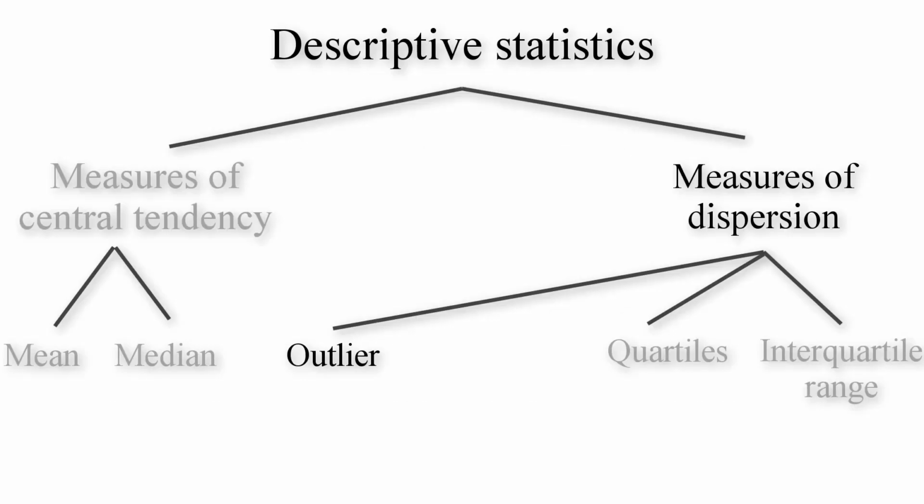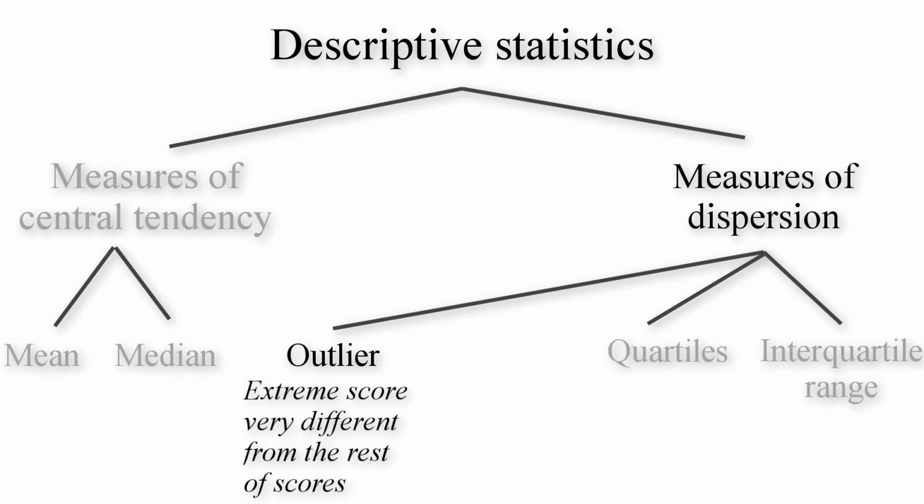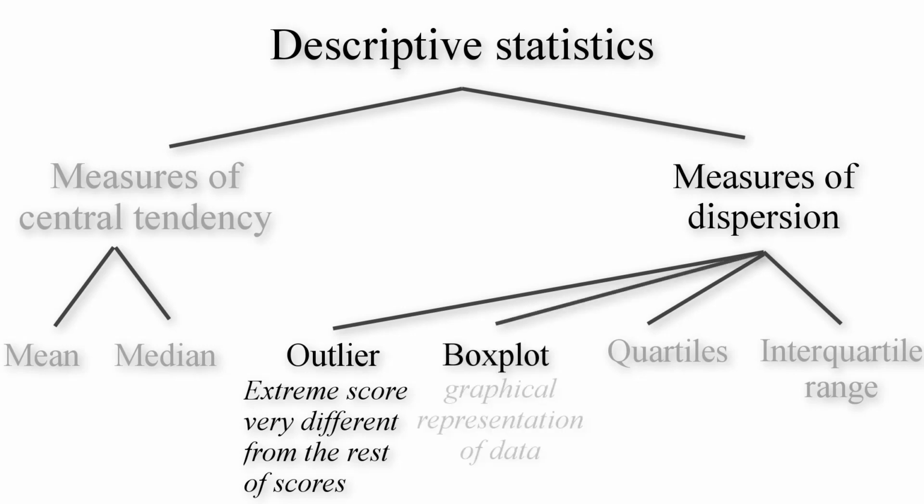An outlier is an extreme score. It can either be very high or very low and very different from the rest of the scores. Another measurement of dispersion especially offered by SPSS is a boxplot. A boxplot is a graphical representation of your data. Let's see how to create a boxplot with SPSS.